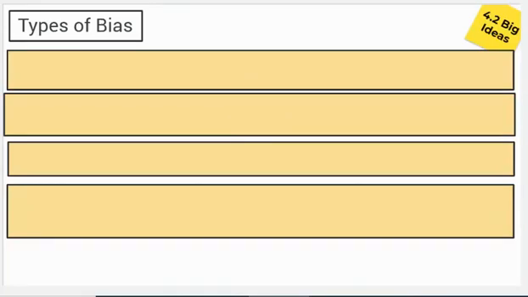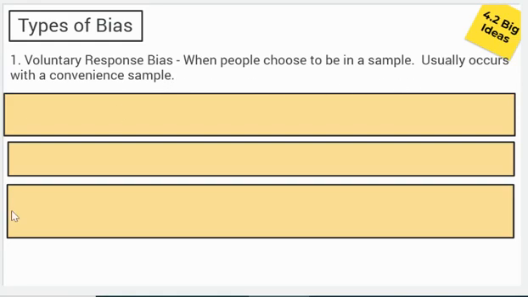Hey everyone. So in this video, we're going to be looking at different types of bias and maybe giving an example for each one as well. So let's start off with our first one, which is voluntary response bias.